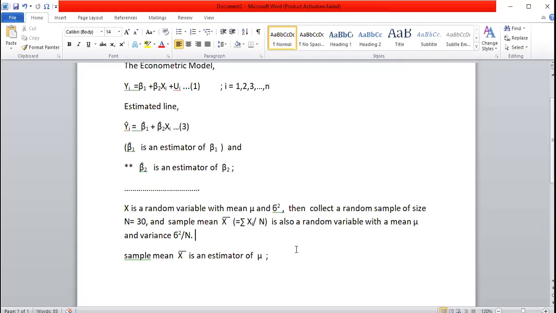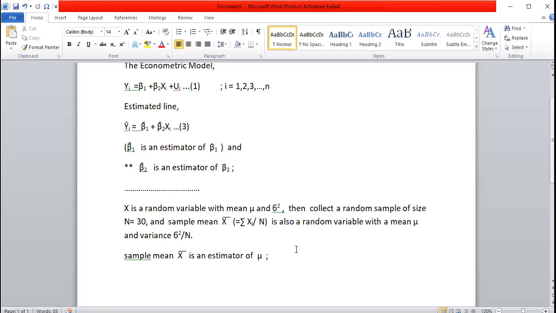Remember this always. For us as economists, where you are using statistics, our focus is estimator. Population parameters are not known. So we resort to sample. And then we use sample statistics like X bar, like a sampling variance.